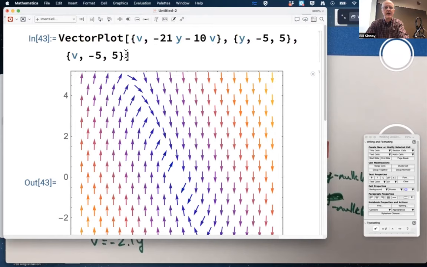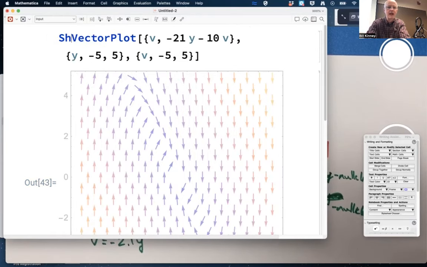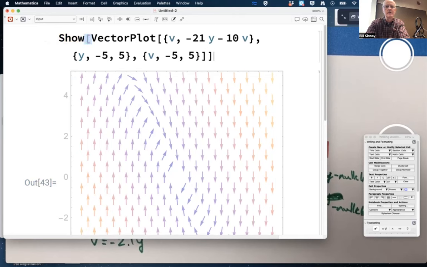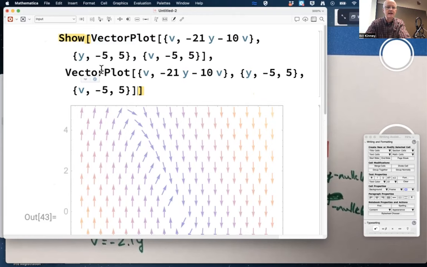Nice to get rid of the frame maybe and add in axes as well. Let me also put the stream plot in there. You can add the stream plot with Show. Show just combines different graphic objects together. I think I want to put maybe the stream plot second here. Syntax is very similar. Just change the word vector to stream.